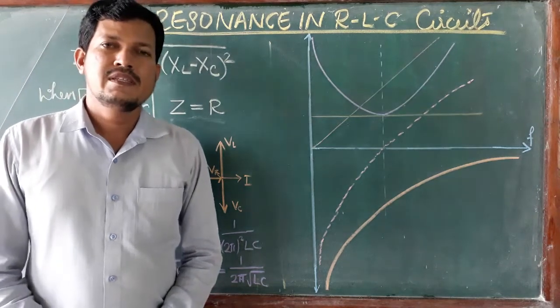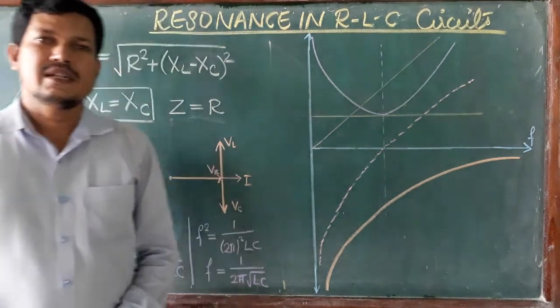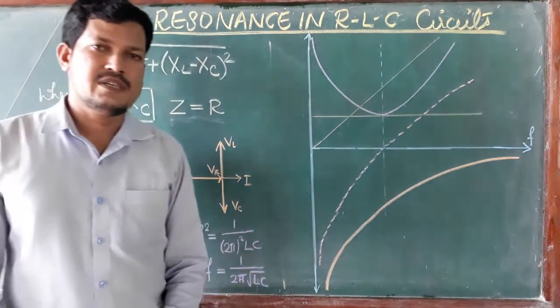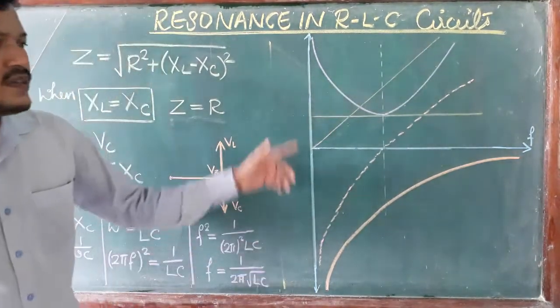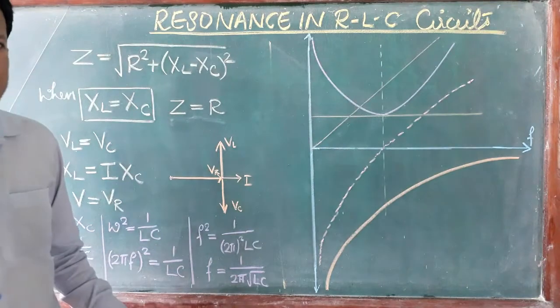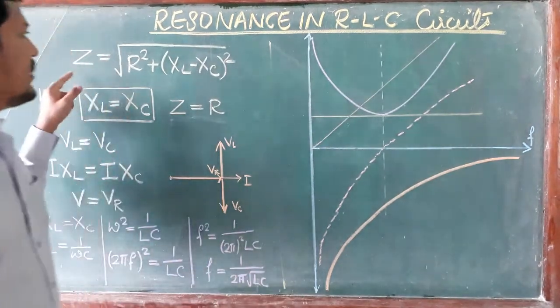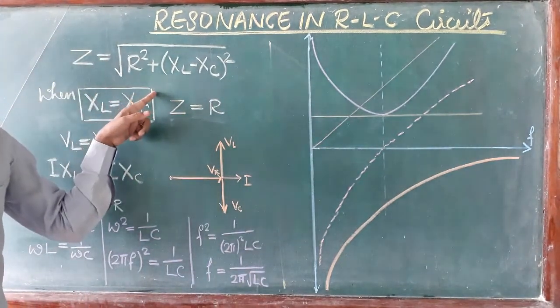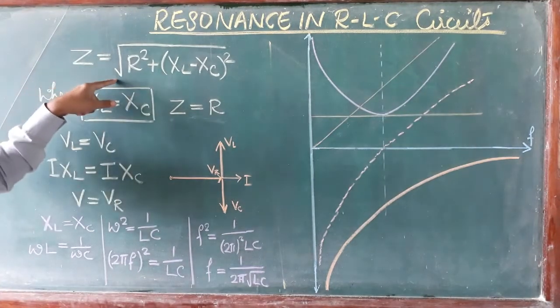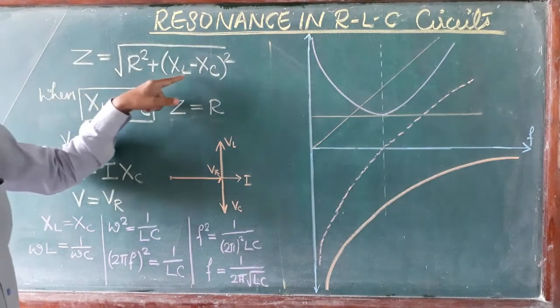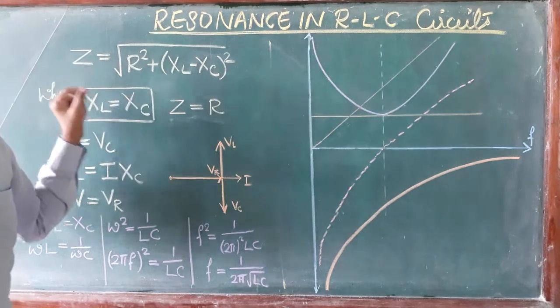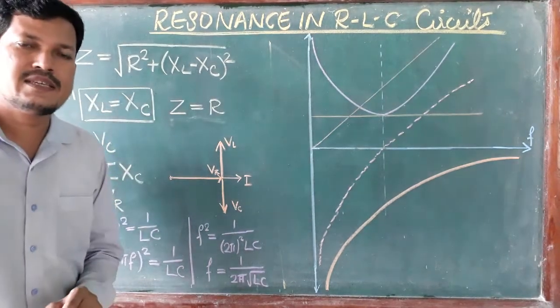Welcome. In this video, we are going to discuss the resonance condition of the RLC series circuit. Here I have drawn one graph and written some equations. Let me start with the impedance equation of the RLC series circuit. Z equals the square root of R squared plus (XL minus XC) squared. This is the impedance equation of the RLC series circuit.